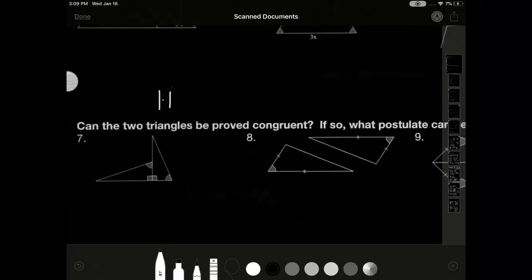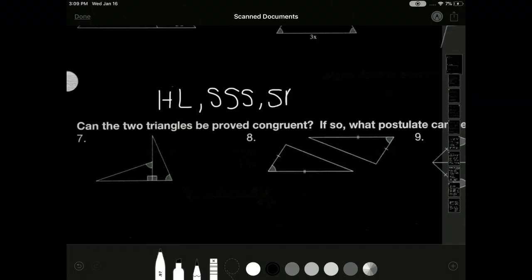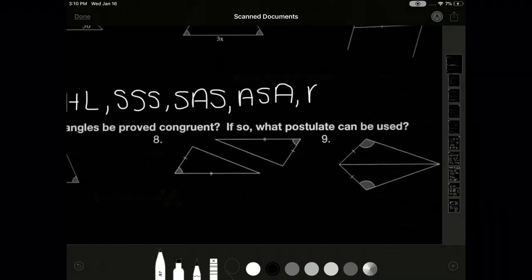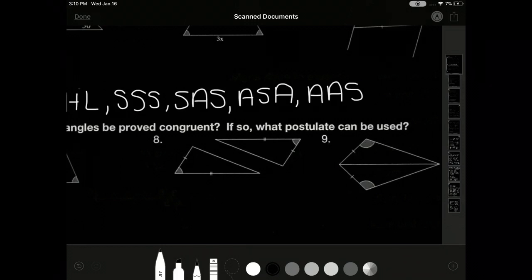Either HL, where we have a hypotenuse, a leg, and a 90-degree angle. We have SSS, where we have 3 congruent sides. We have SAS, where we have 2 congruent sides and an angle touching both of those sides that happens to be congruent. We have ASA, where we have 2 congruent angles and a side touching both of the congruent angles. And we also have AAS, where again we have 2 congruent angles and a side, but the side only has to be touching one of those angles.